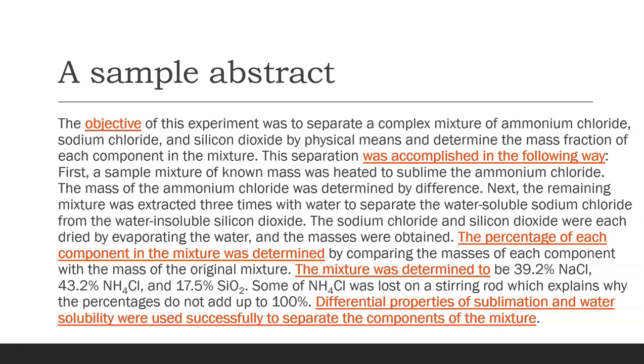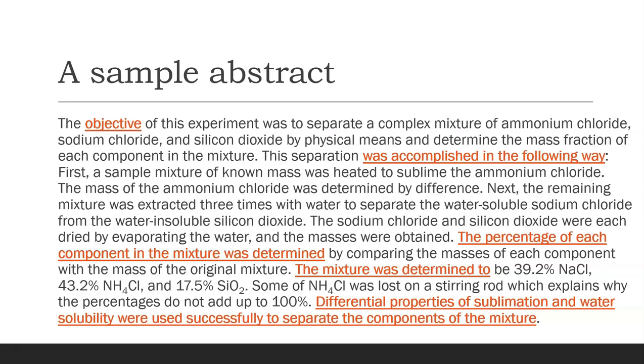There's no mention of glassware. It just says the sample was heated to sublime the ammonium chloride. It doesn't say that you put it on a hot plate. It doesn't say you stirred it with a stirring rod, or that you put the mixture in an evaporating dish, which is what the students would have done. So there are no dishes in your abstract.